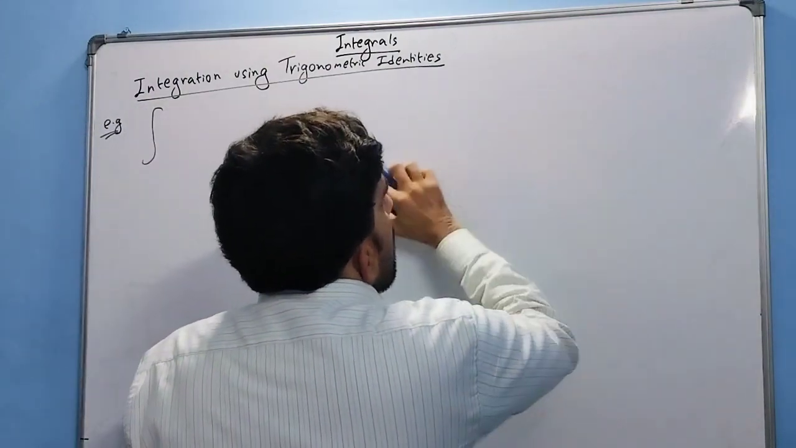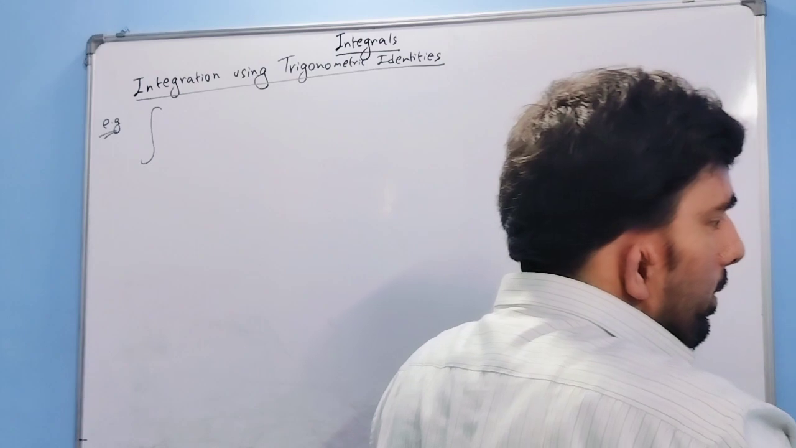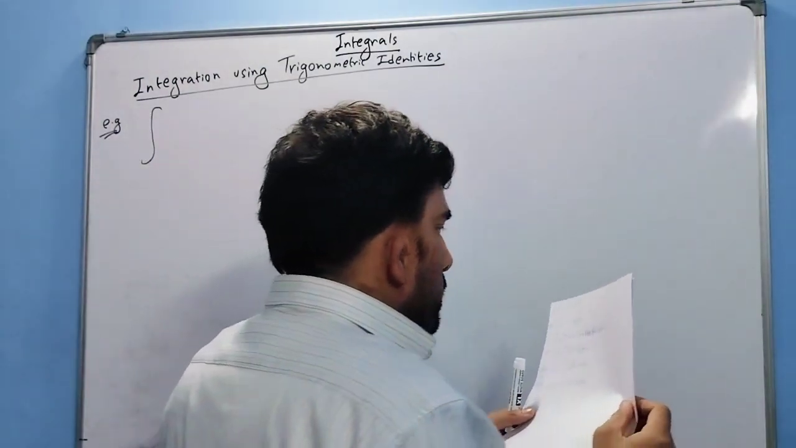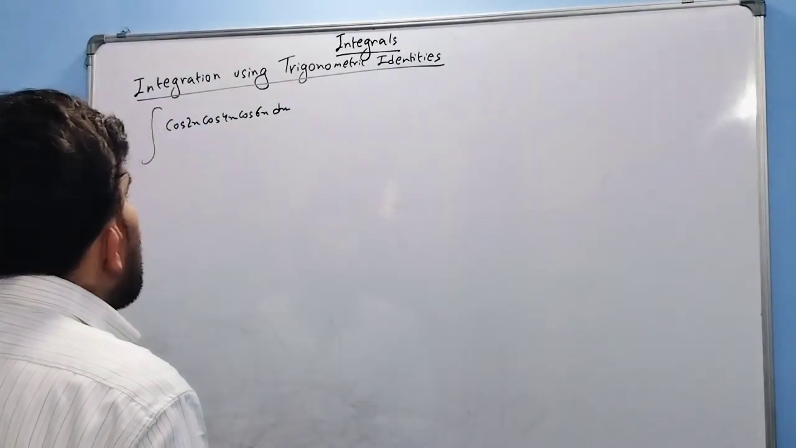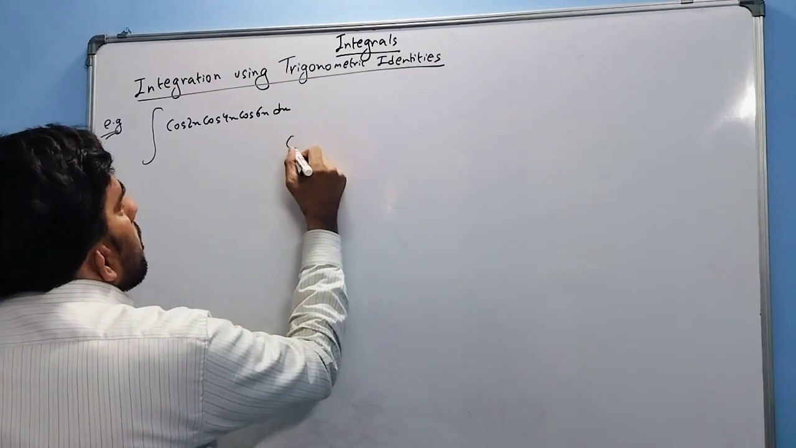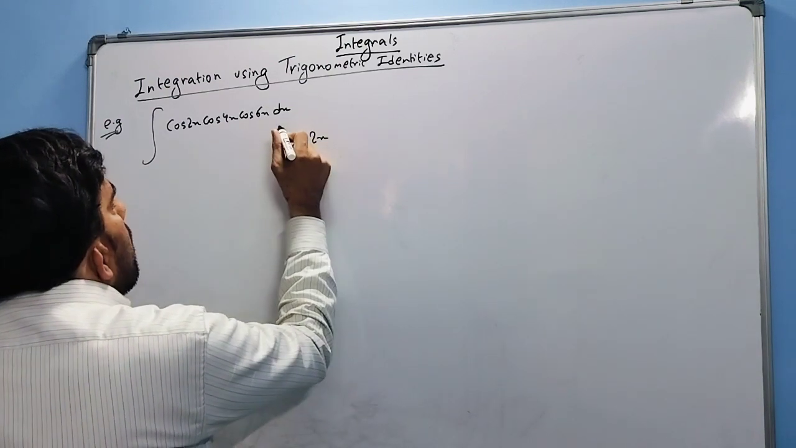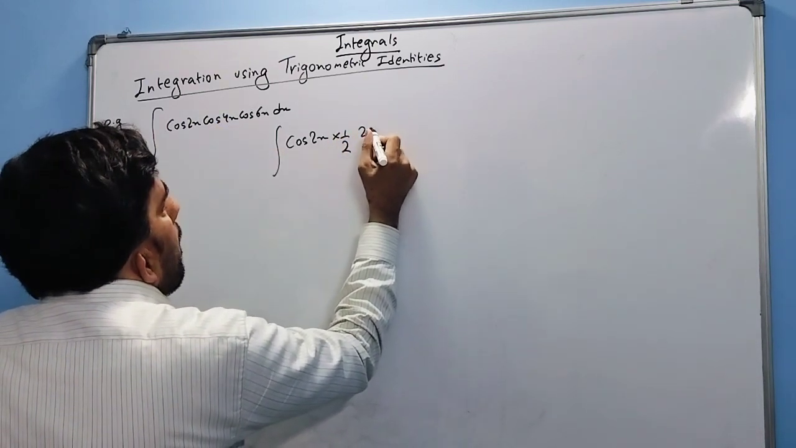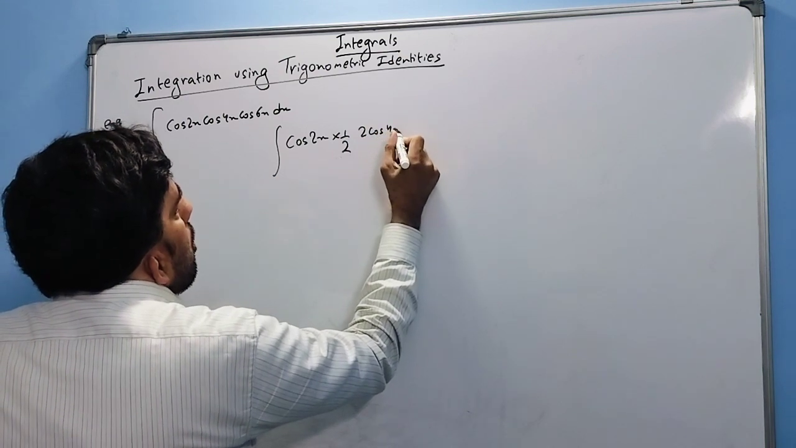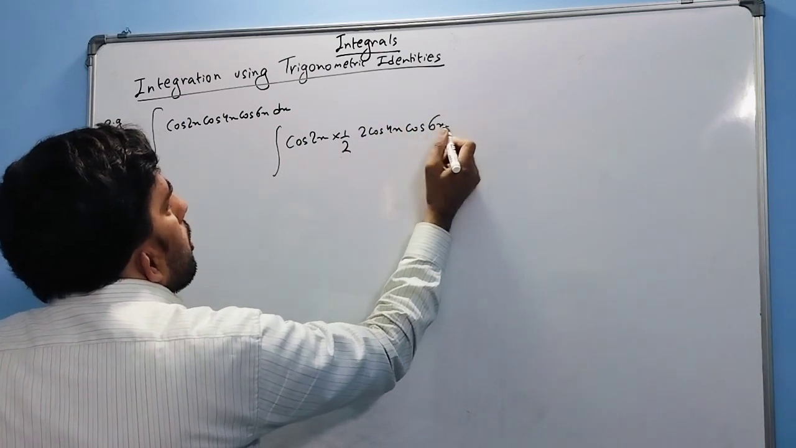So now we'll see what they have given, that is cos 2x cos 4x cos 6x dx. Okay, now let us see which identity will be applied here. Now cos 2x we will leave aside, and what will we do? We'll multiply and divide by 2: cos 4x cos 6x.